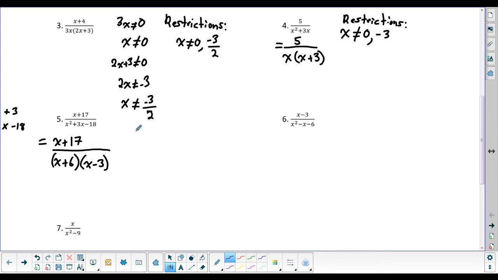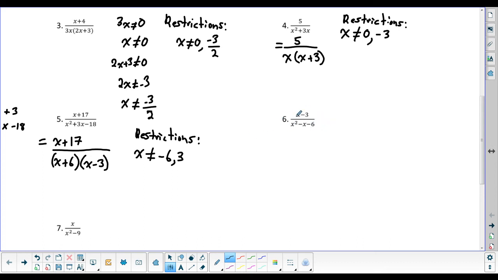Okay, so what's our restriction here? So our restrictions, x cannot equal. So from the left bracket, it can't equal negative 6. From the right bracket, it cannot equal positive 3. Once again, to remind you, we don't care that a negative 17 will make the top 0. That's fine. You can have a 0 on the top, as long as you don't have a 0 on the bottom, because once again, we can't divide by 0.